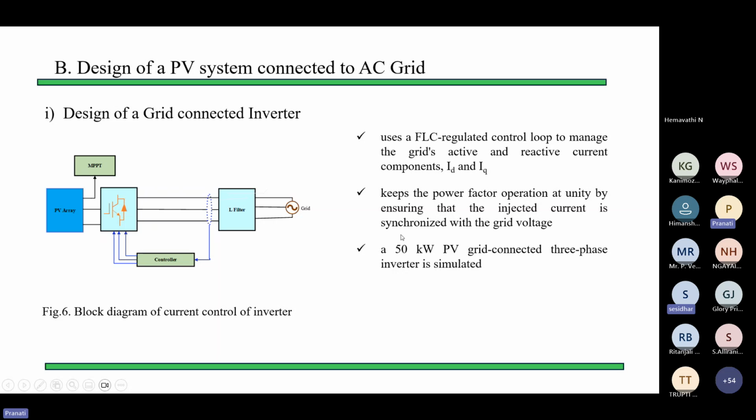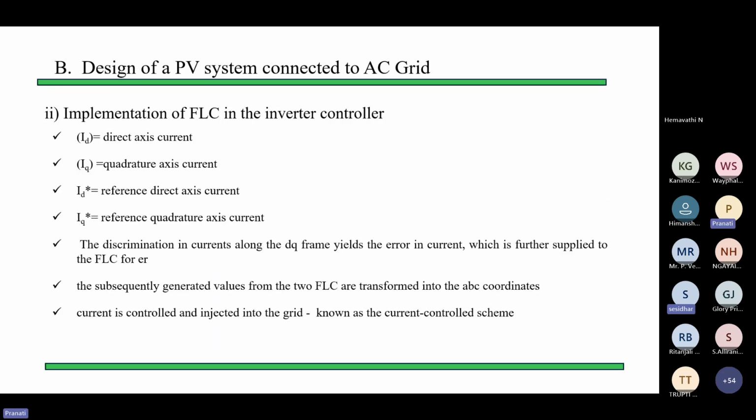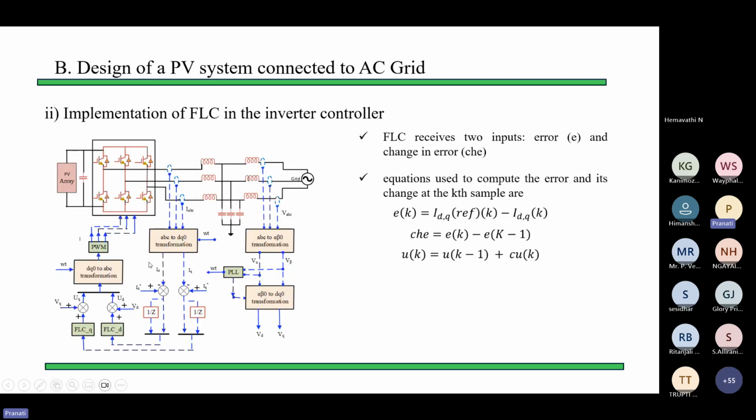Here I have considered, for ease of simulation, a 3-phase inverter of 50 kilowatt PV connected to the grid. Then the implementation of the fuzzy logic controller in the inverter control. These are the different nomenclatures. ID is the direct axis current, IQ is the quadrature axis current, ID star is the reference value of the direct axis current, IQ star is the reference quadrature axis current. And the discrimination in currents along the DQ frame is the error in the current, which is further supplied to the fuzzy logic controller for error minimization.